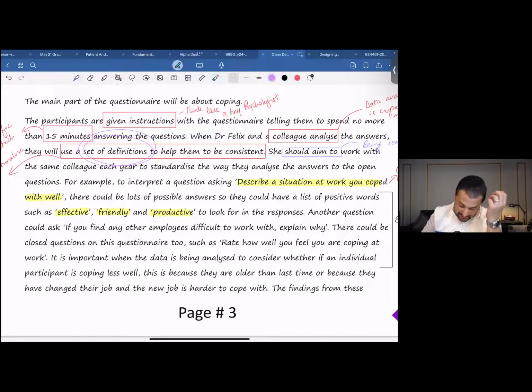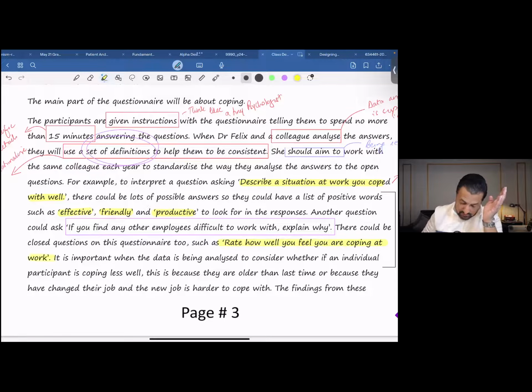This is again an example of a question that shows that qualitative data is being gathered as well. There could be closed questions on this questionnaire too, such as, rate how well you feel you're coping at work. Now, for this rating part, ideally there should have been a rating scale over here, preferably a Likert type scale would have been amazing. So it is important when the data is being analyzed to consider whether an individual participant is coping less well because they're older than last time.